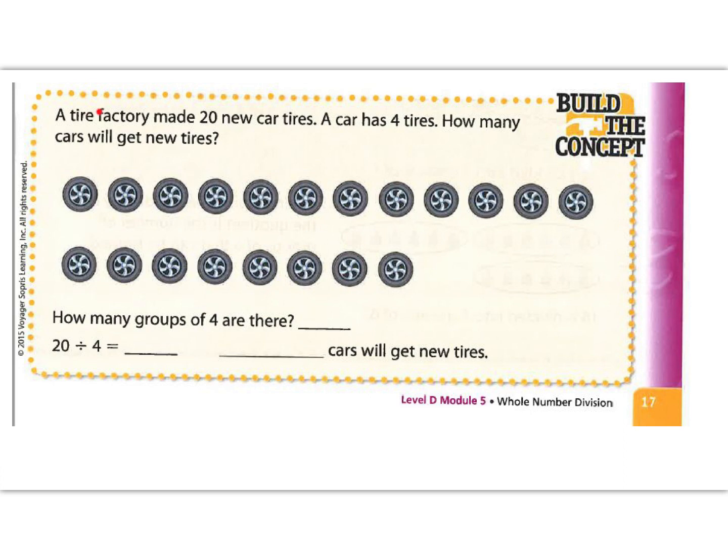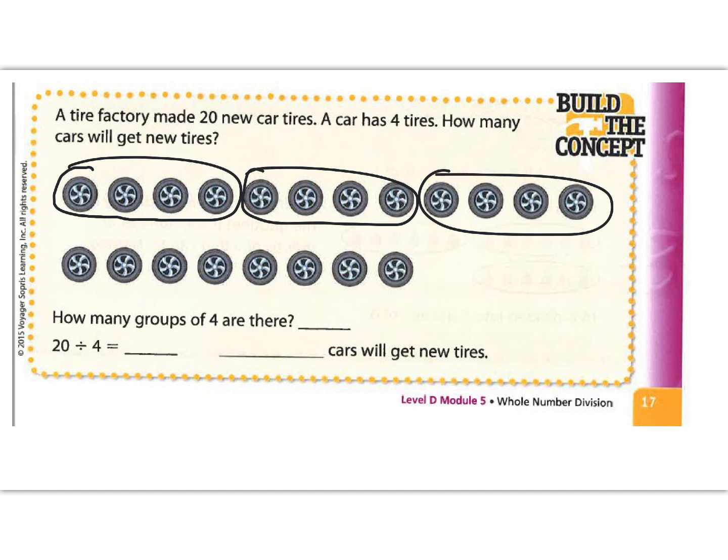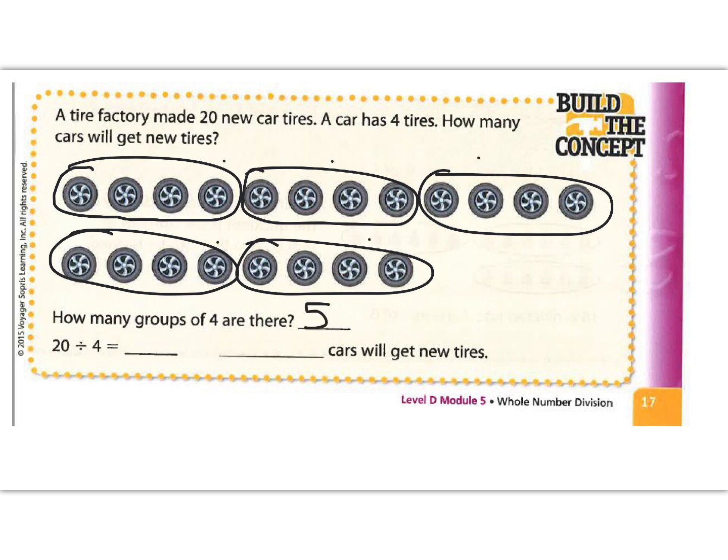This says a tire factory made 20 new car tires. A car has 4 tires. How many cars will get new tires? So we want to make groups of 4 because each car gets 4 tires. So 1, 2, 3, 4, and so on for each group. So how many groups of 4 are there? There are 1, 2, 3, 4, 5 groups. 20 divided by 4 is 5. So 5 cars will get new tires.